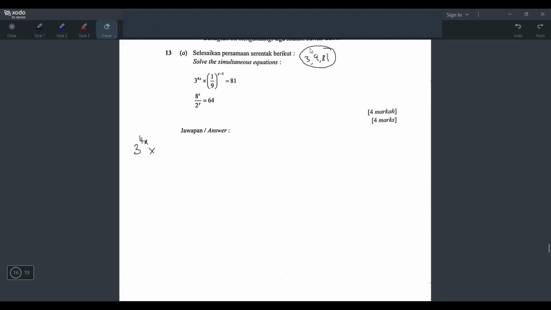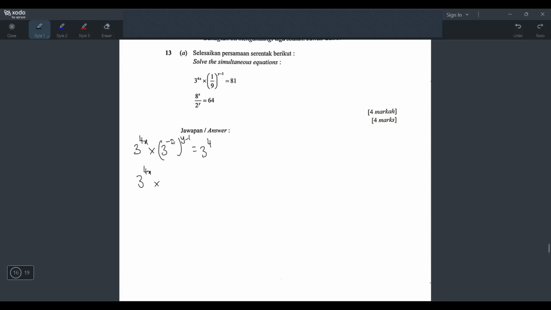Do you agree? So why not we change everything to base 3, to simplify everything. So what is 9? 9 is 3 power 2, right? But since the 9 is at the bottom, you have to put negative, right? And then don't forget the whole thing still has to power y minus 1 equals to 81, which is 3 power 4, right? And after you write like this, you can simplify further.